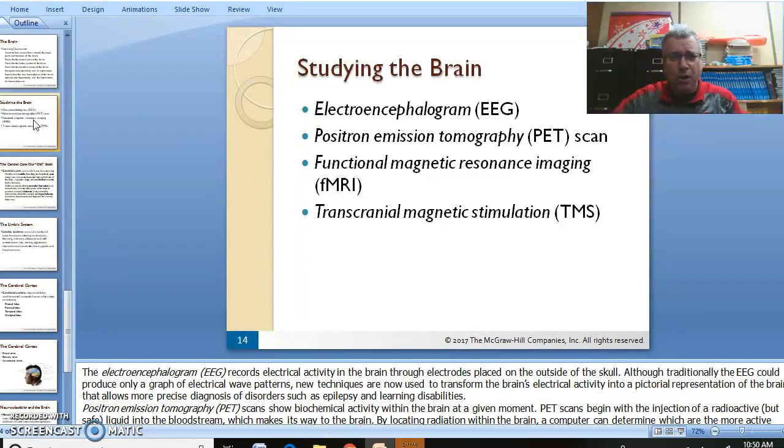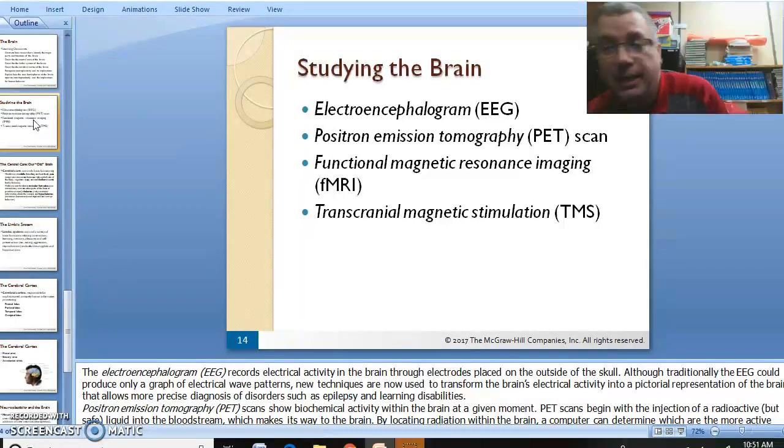PET scans, or positron emission tomography scans, are x-rays that have activity shown. What would normally happen, I believe, is they would drink a solution and then sit for about a half hour, and then when they use different parts of the brain, that part will light up because it's absorbing more of that glucose that the person just drank.